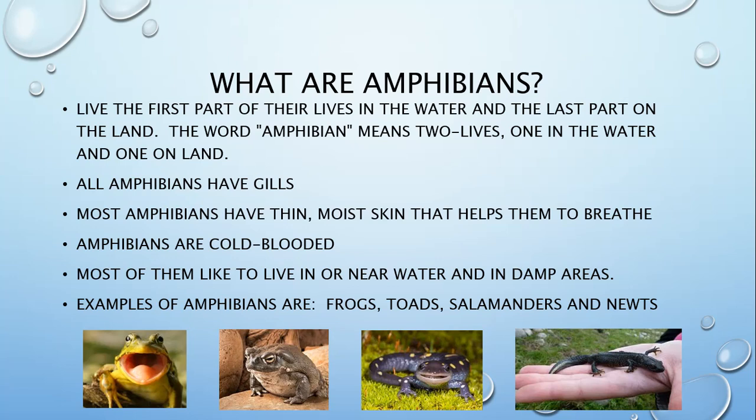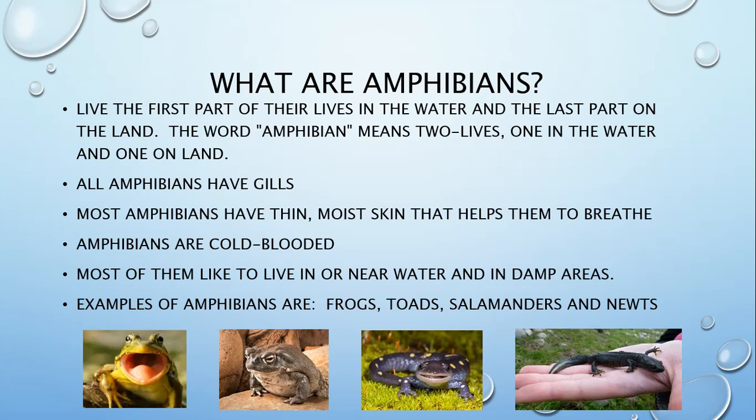So another interesting fact is that all amphibians have gills. Most amphibians have thin, moist skin that helps them breathe, especially on land. And amphibians are cold-blooded. And see if you can remember what cold-blooded means. So maybe pause the video, shout it out, tell mom and dad, and then come back.